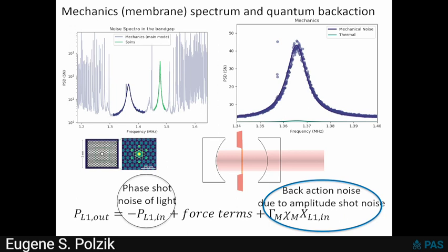And this is important because if we're dominated by the back-action shot noise, that means that the shot noise of light is small compared to the measurement of the membrane we want to achieve.